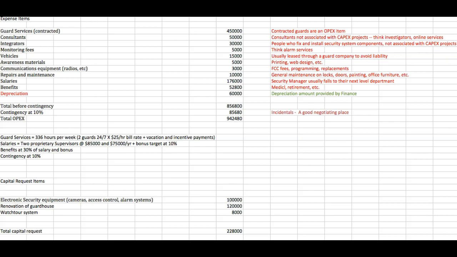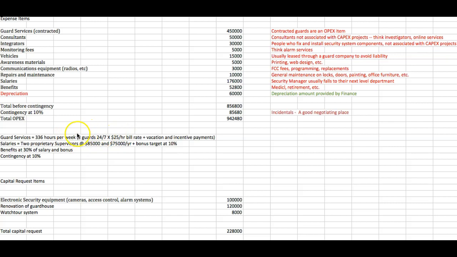So in this particular case, we looked at what we spend on guards, right? So guard services, we have 336 hours per week, right? I got the formula down here, times 2 guards, 24/7, times 24-hour bill rate. And then you have to add in vacation, any incentive payments, any additional costs, right? So if we have 2 guards 24/7, that's actually 336 hours per week. It's not 80 hours, okay? And we'll go over that when we talk about guard services.